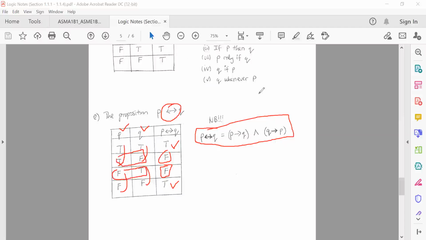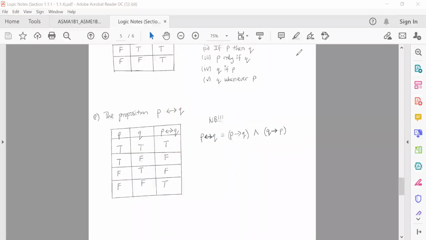If everyone is happy, I'm going to move on. Is there any question regarding biconditional statement?